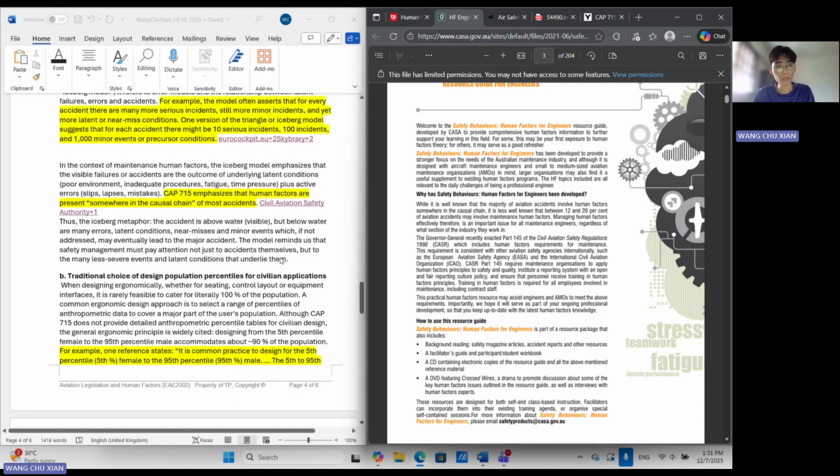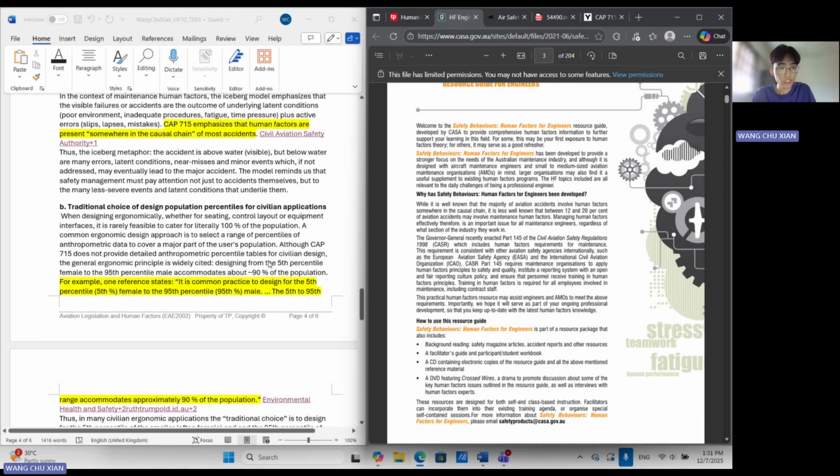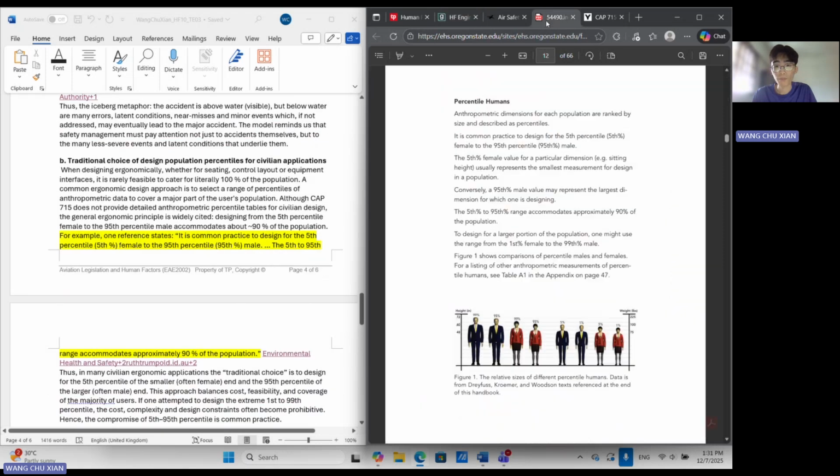Then now coming to part B about the traditional choice of design population. The example I found would be from this slide over here. By percentile, human anthropometric dimensions for each population are ranked by size and described as percentiles. Then it's common practice to design for the 5th percentile female to the 95th percentile male. So this is how it works over here.